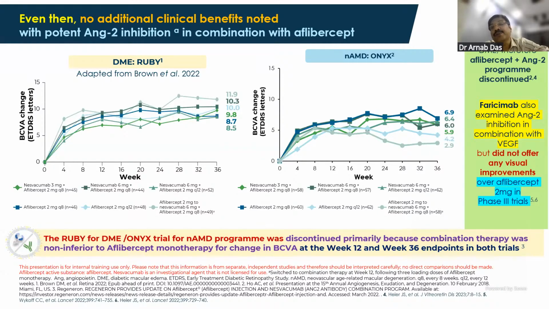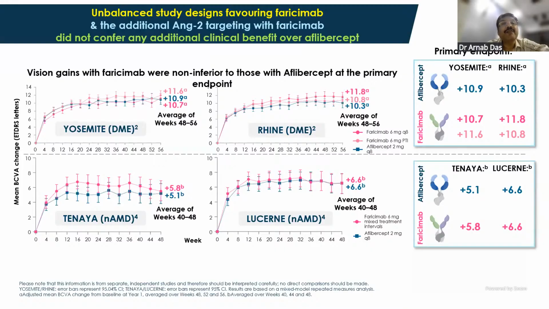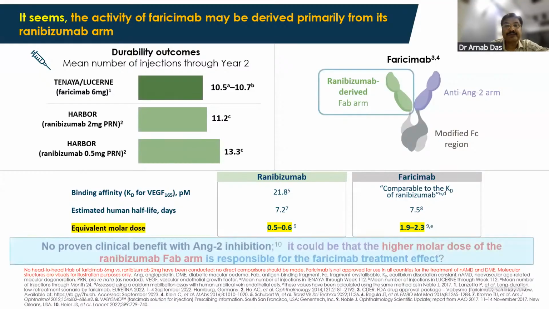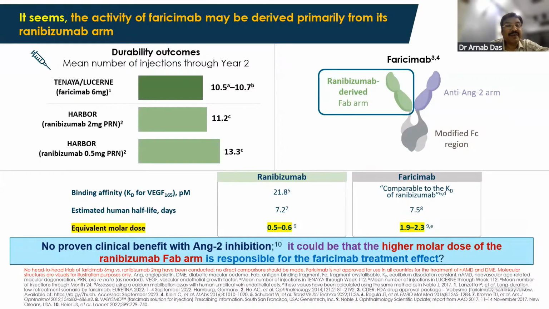Faricimab also examined angiopoietin 2 inhibition in combination with VEGF, but did not offer any visual improvements over aflibercept 2 milligrams in phase 3 trials. Unbalanced study designs favoring faricimab and the additional angiopoietin 2 targeting with faricimab did not confer any additional clinical benefits over aflibercept, as you can see through these line diagrams of Yosemite and Rhine and TENAYA and LUCERNE. It seems the activity of faricimab may be derived primarily from its ranibizumab arm. No proven clinical benefit with angiopoietin 2 inhibition.